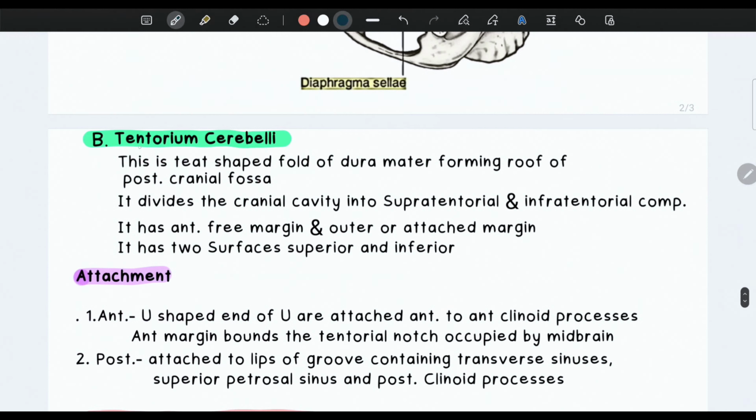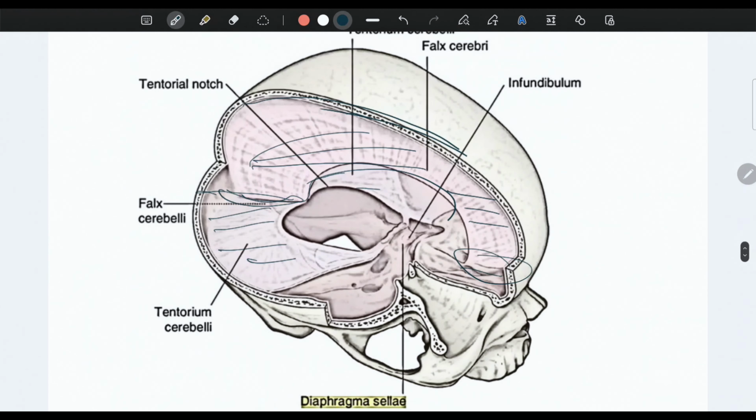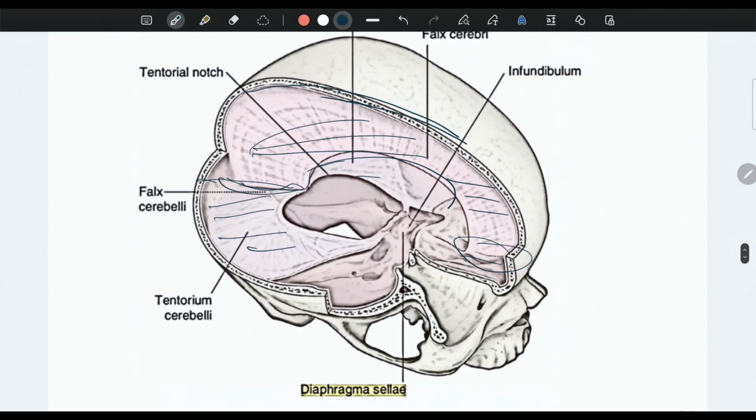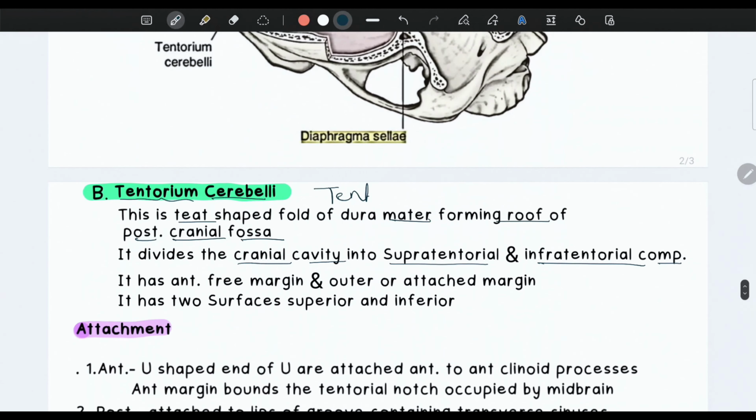Now we will see the second fold, which is tentorium cerebelli. The tentorium means a tent-like structure. So it is a tent-shaped fold of dura mater forming the roof of the posterior cranial fossa. It divides the cranial cavity into supratentorial and infratentorial compartments. So in the half of the skull, we have this part called tentorium cerebelli, which divides our skull into the supratentorial and infratentorial compartments.